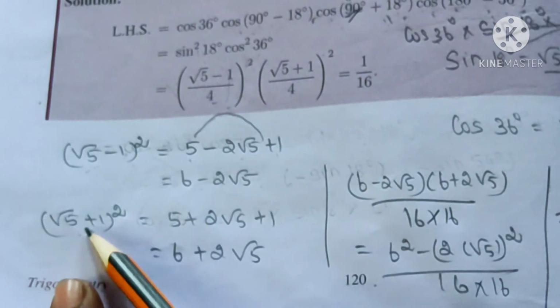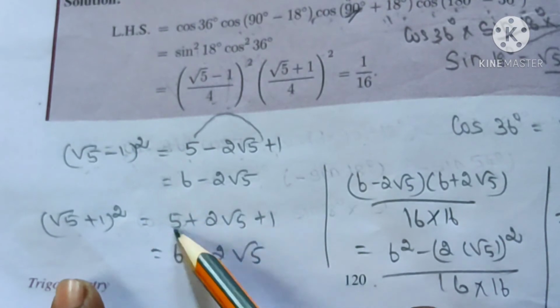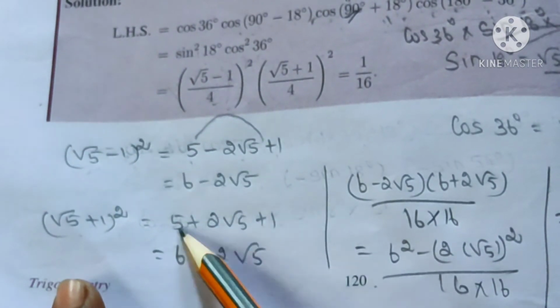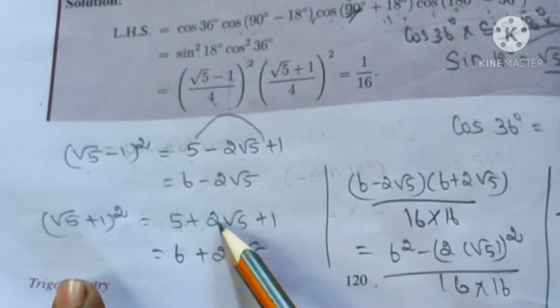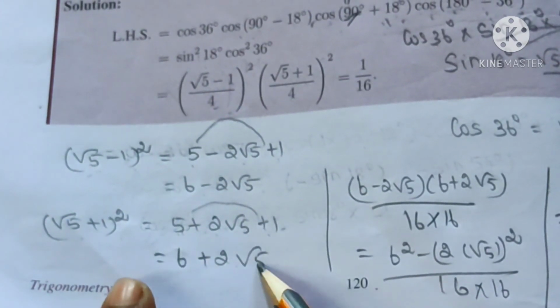Then find out root 5 plus 1 the whole square. Here also we substitute the (a plus b) whole square formula: a square plus 2ab plus b square. So root 5 the whole square is 5, 2ab is 2 root 5, b square is 1. So 5 plus 1, 6 plus 2 root 5.